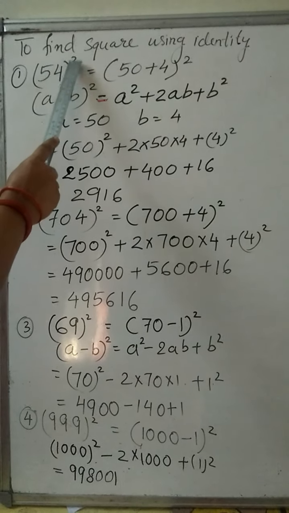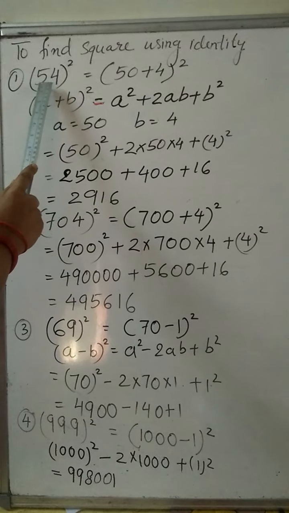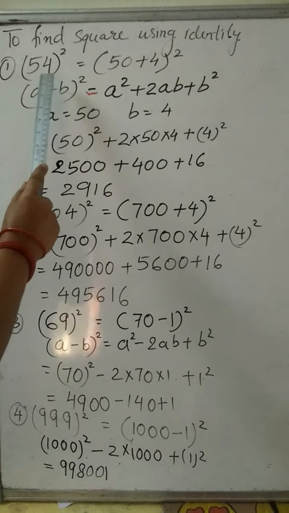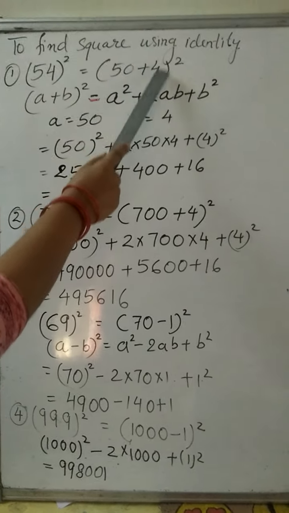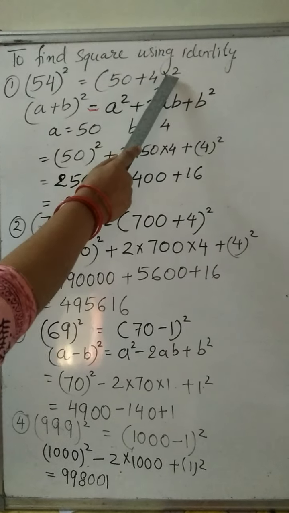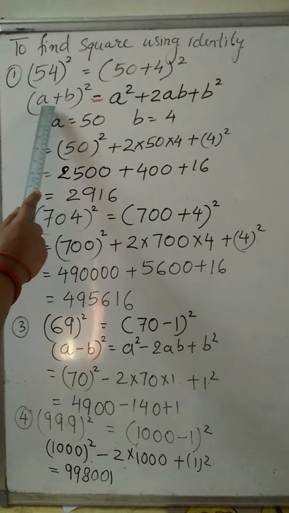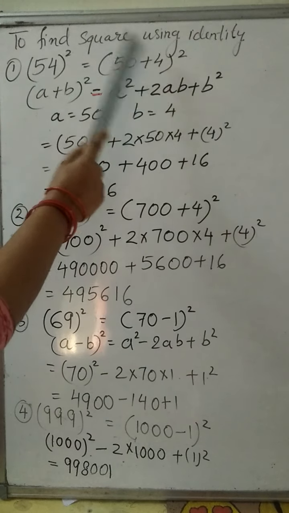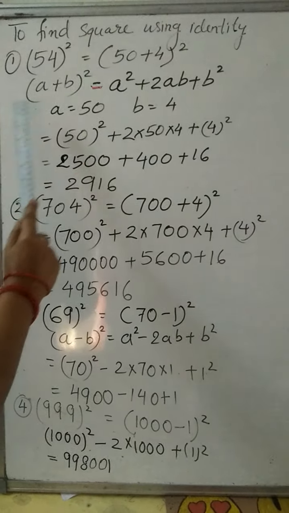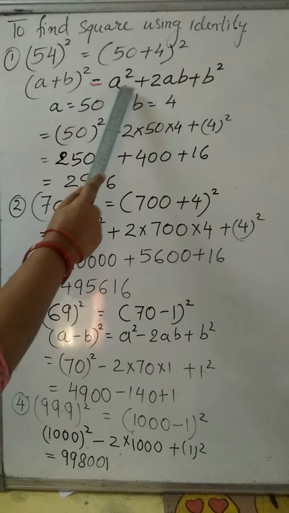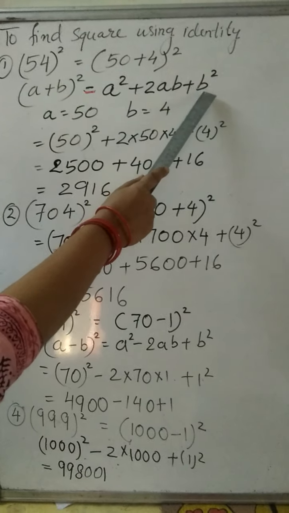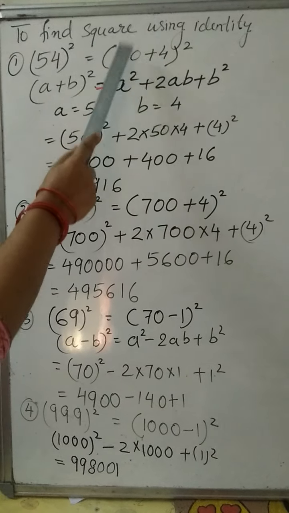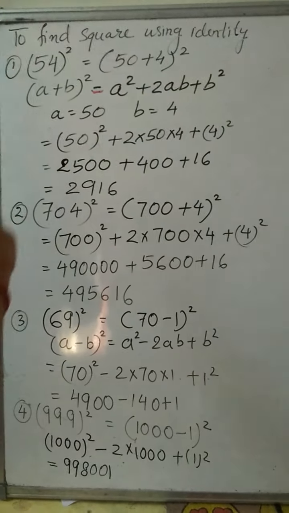So 54 whole square can be written as 50 plus 4. 50 plus 4 is 54. So we will be doing the square of 50 plus 4 using the identity (a plus b) whole square. Why (a plus b) whole square? Because here it is a plus sign and here is the whole square. So the identity is a square plus 2ab plus b square. In place of a we will take 50, in place of b we will take 4.